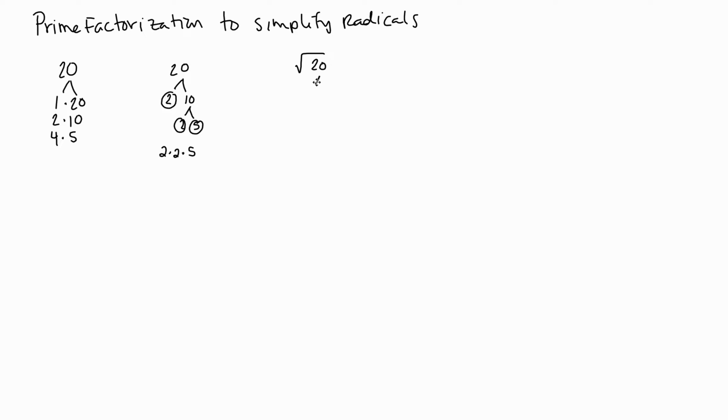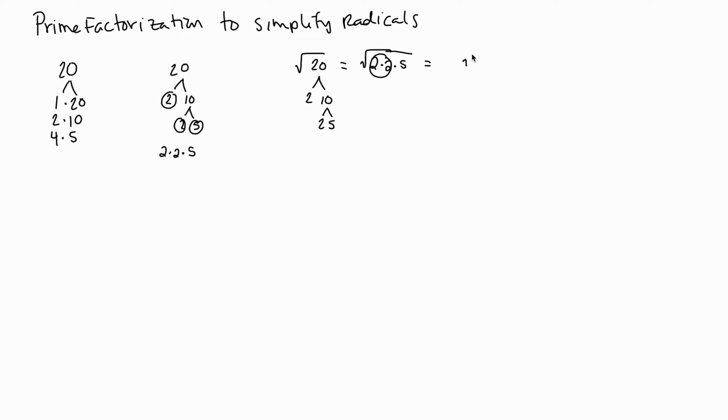Again, I know that my prime factorization is 2 times 10, and 10 can keep going, so 10 is 2 times 5. So the square root of 20 is the same thing as the square root of 2 times 2 times 5. Now the reason we do this is because we have a pair of 2's, which gives us a perfect square. 2 times 2 is 4, which is a perfect square. Because we have a pair of 2's, the square root of this pair is 2.